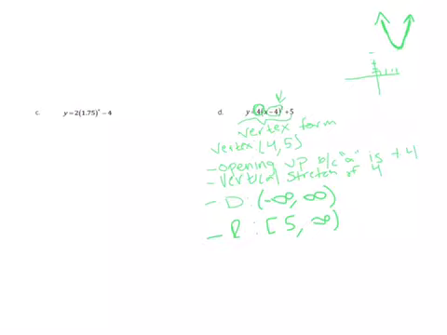Remember what the vertex looks like. That's going to be the maximum or minimum value of the parabola. If it's opening up, you're going to have a minimum or a low point. If it's opening down, you're going to have a maximum or a high point. Okay? So just think about that.